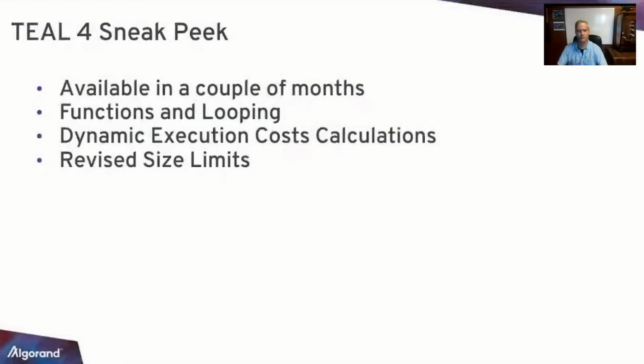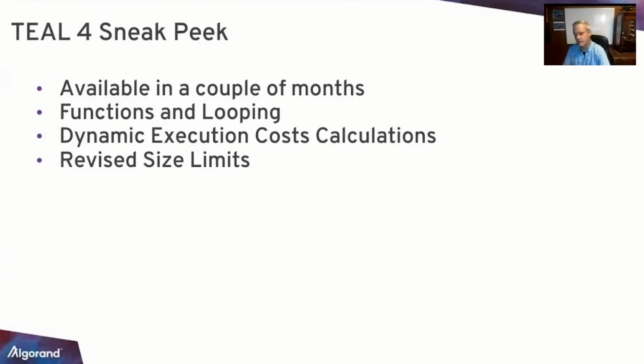Okay, as a little bit of a wrap up, we have a couple of things that are coming in TEAL 4, and this will be out in a couple of months. In fact, some of these almost made it into TEAL 3, but they didn't quite make it. One of the things we're looking at for TEAL 4 is adding functions to TEAL, which will allow you to write your own functions and have TEAL call them, jump to that function, and then come back to where the code was when you called it. It will also allow you to create some looping instead of branching just directly forward.